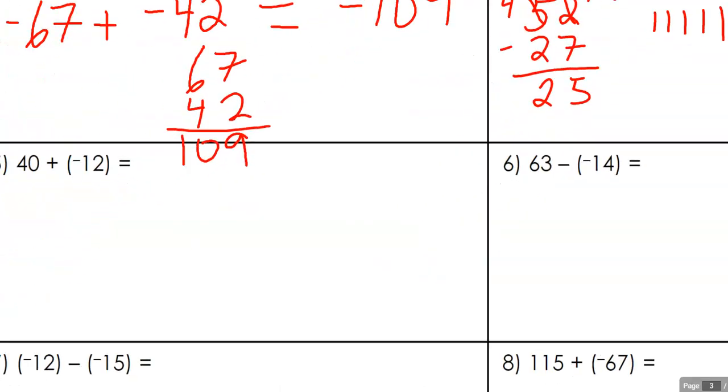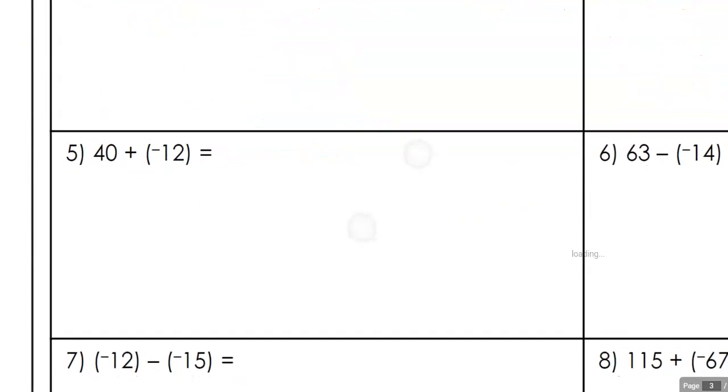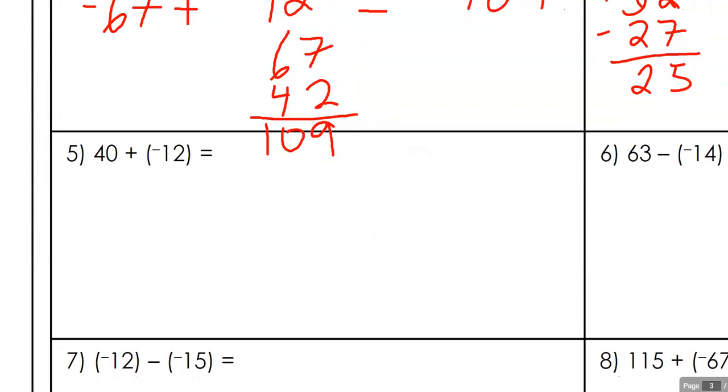Okay. So let's look at number 5. Same thing. You got two signs that are different. One is negative, one is positive. Which one is further away from 0? Okay, I'm going to draw.